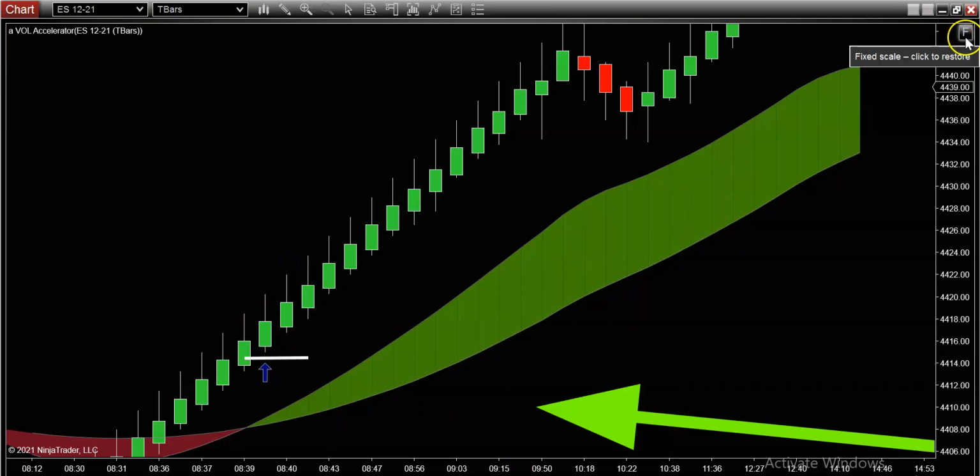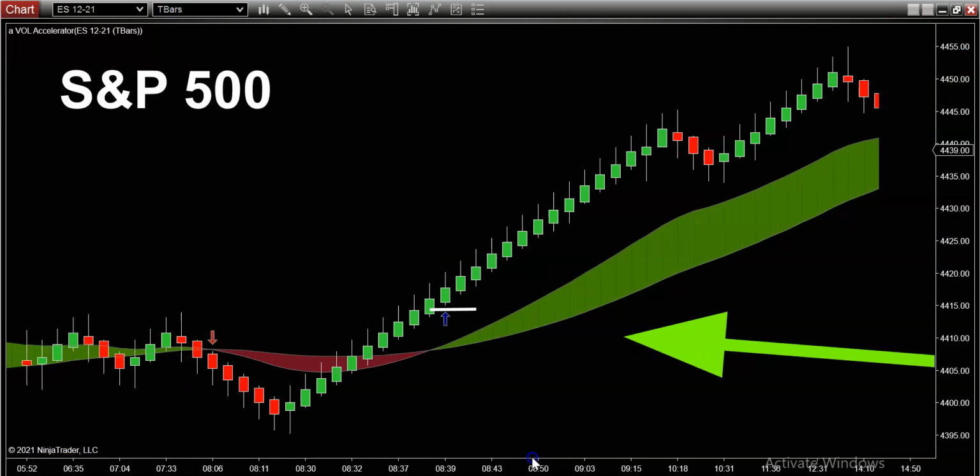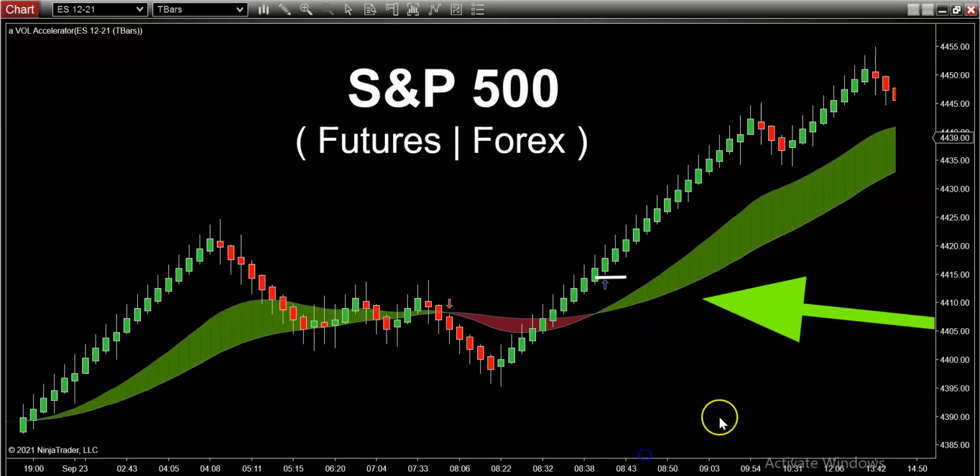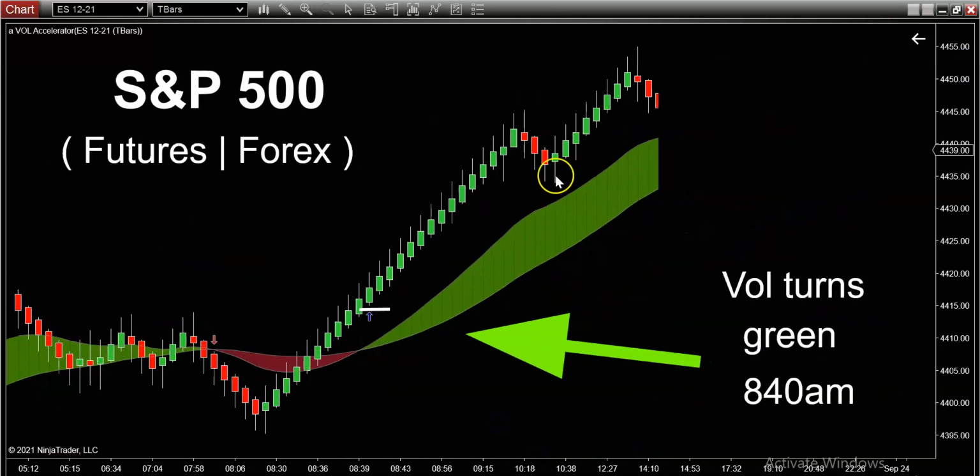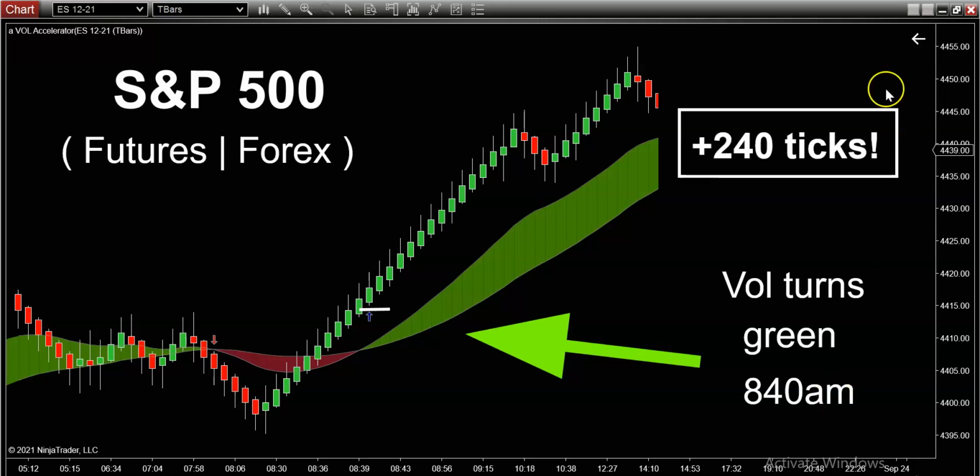Now, let's go ahead and fit this back and zoom this bad boy out. And there you have it, folks. Okay. This was a 240 tick or pip move just by getting the direction right and by risking no more than one bar. You guys heard me talk about the one bar concept, right?